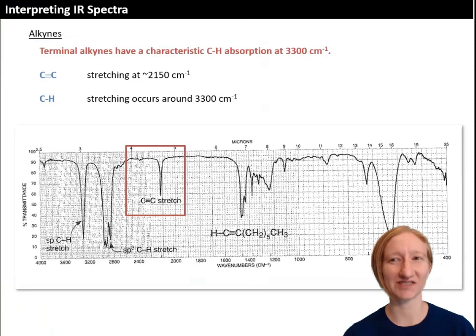Alkynes will also have a CH stretch at a higher frequency, around 3300 wave numbers. And alkynes will have a carbon-carbon triple bond stretch around 2150 wave numbers. Similar to alkenes, this carbon-carbon triple bond stretch will only be intense enough if the alkyne is asymmetric, or a terminal alkyne, an alkyne with a hydrogen on one side and an organic group on the other.